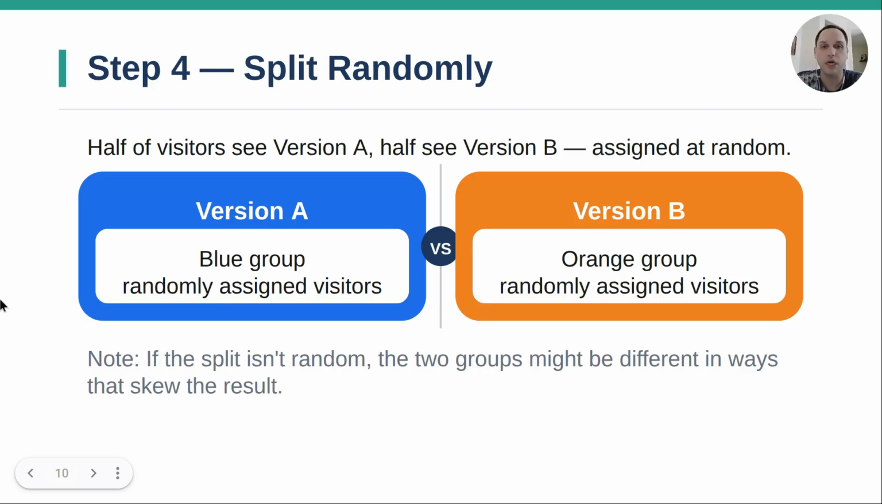Now you split your audience. Half your visitors see version A, half see version B, and the assignment is completely random. That randomness is the whole foundation of the method. If the split isn't random, say you show version B on weekends and version A on weekdays, your two groups might be different kinds of people in ways that have nothing to do with the headline. Random assignment is what makes the two groups comparable, so any difference in results is actually about the thing you changed.